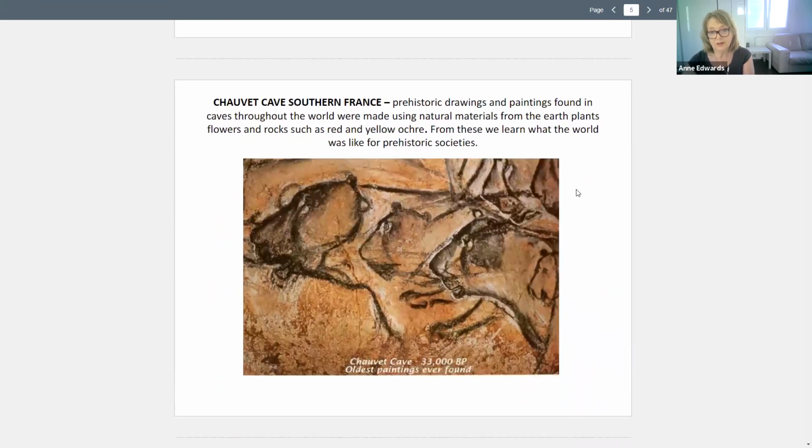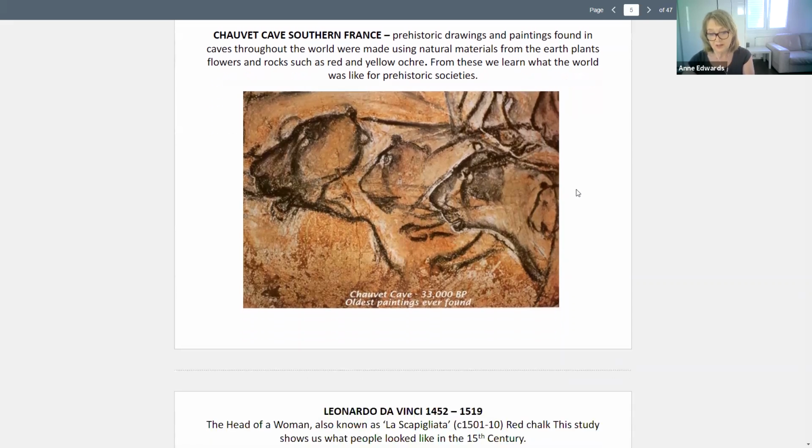The first drawings are prehistoric drawings and paintings found in caves throughout the world, and they were made using natural materials from earth, plants, flowers, rocks, such as red and yellow ochre. All these things were ground into powder, mixed with water, and used to draw on the walls. From these paintings and drawings, we learn what the world was like for prehistoric societies.